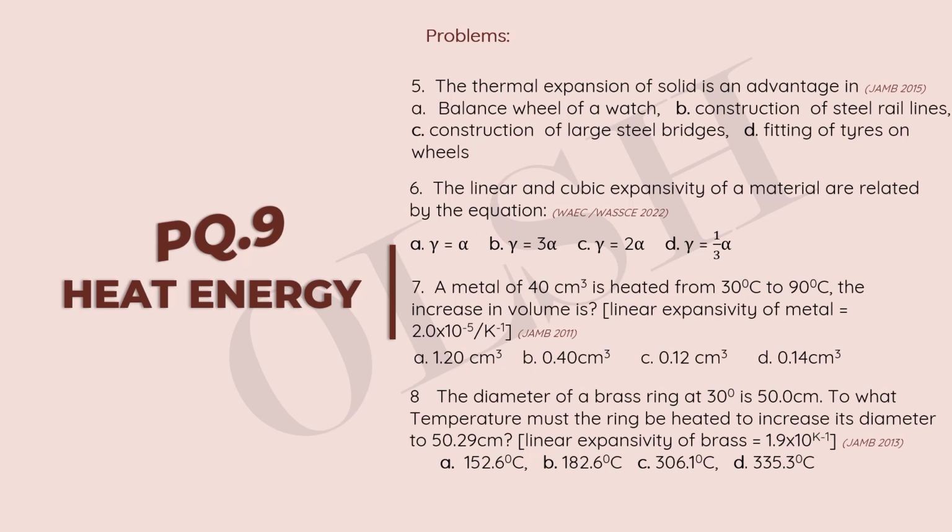The linear and cubic expansivity of a material are related by the equation: A, gamma equal to 3 alpha, B, gamma equal to 2 alpha, C, gamma equal to 1 over 3 alpha. Of course, this D itself is out of it completely. We know that gamma is the cubic expansivity, and we know that alpha is the linear expansivity. So what do we think it is? Of course, cubic expansivity is 3 times the linear expansivity. So our answer is B. Now we'll move on to number 7.